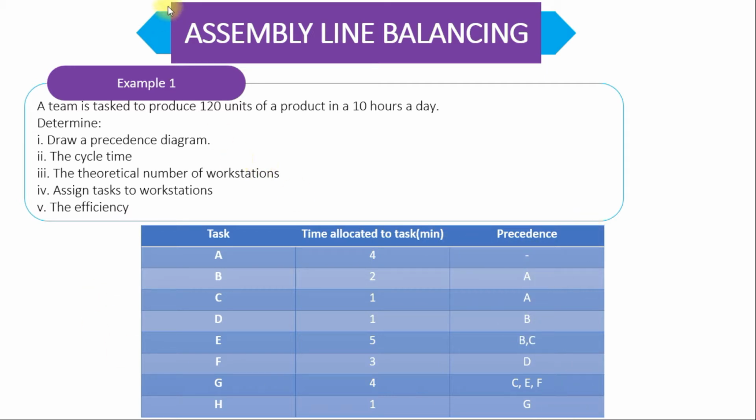Then we have been told to draw the precedence diagram containing circles and arrows. Then determine the cycle time, the theoretical number of workstations, assign tasks to the workstations, and find the efficiency of the balance. All right, so let's move on.